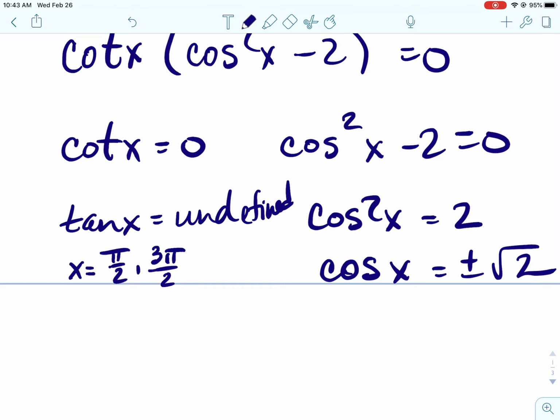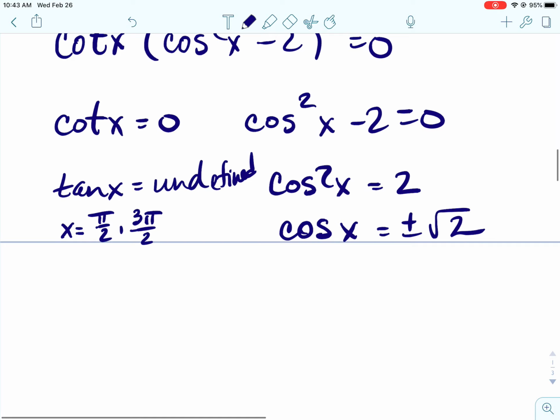Now, do you guys know what the square root of 2 is about? 1.4 something. So can the cosine ever equal 1.4 something? What is the largest value you can get when you take the cosine or sine of an angle? It's 1. So when you take the sine or cosine, you're always going to get something between -1 and 1. So this is not possible, because the range of sine and cosine is from -1 to 1.